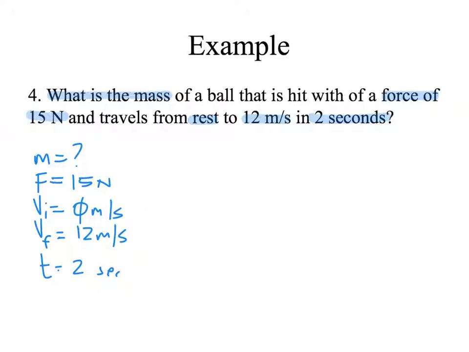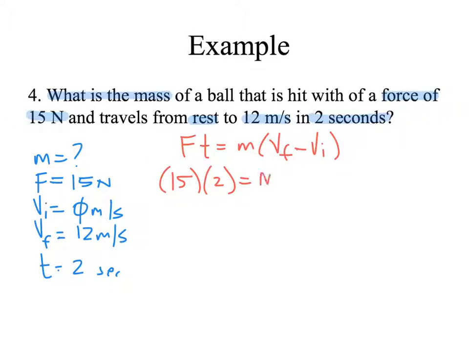Okay, so again, it's telling me that there is a force that is occurring over time that's causing a change in velocity, which is a change in momentum. So F times T equals M times VF minus VI. So let's substitute. For F, I know it is 15. My time was 2. The mass of the ball is unknown. That's M. Final velocity was 12 minus the initial velocity, which was 0 because it was at rest.